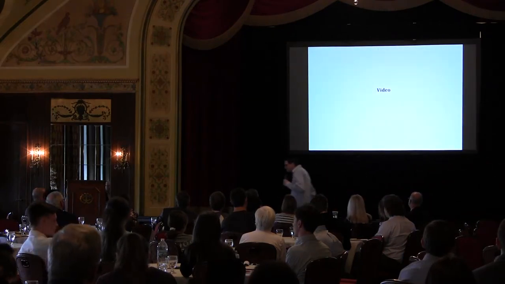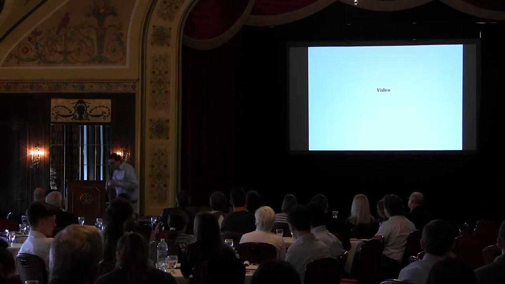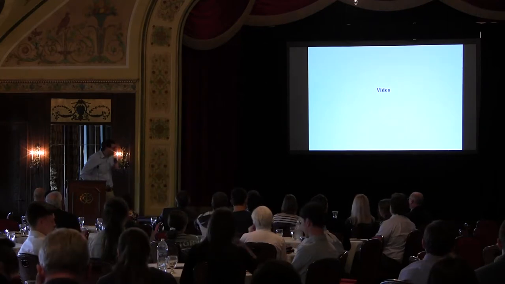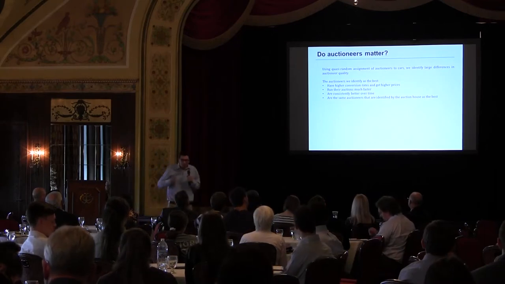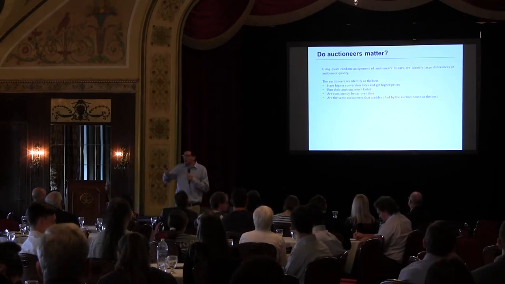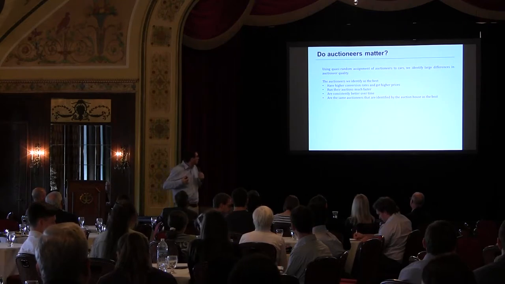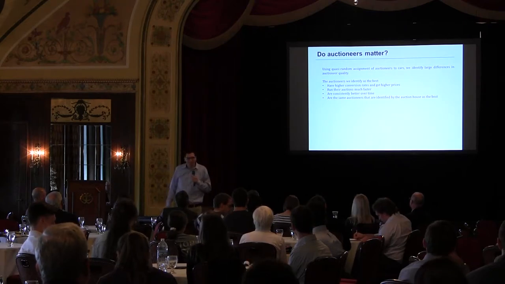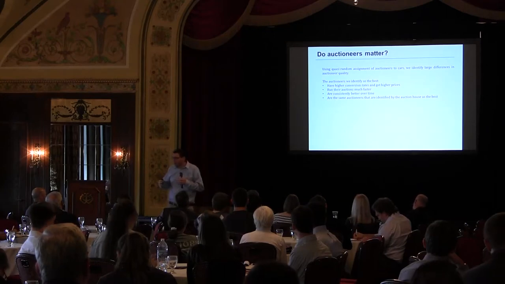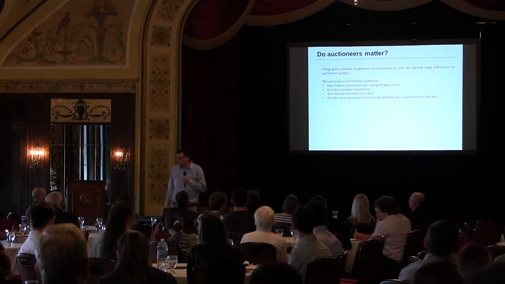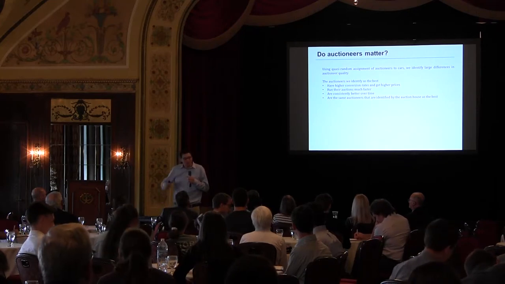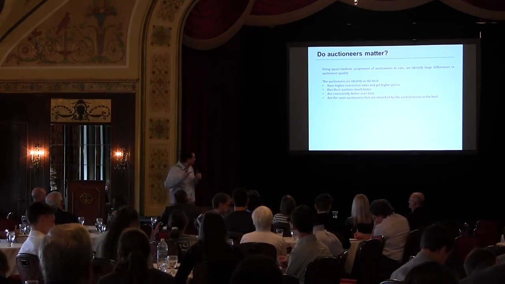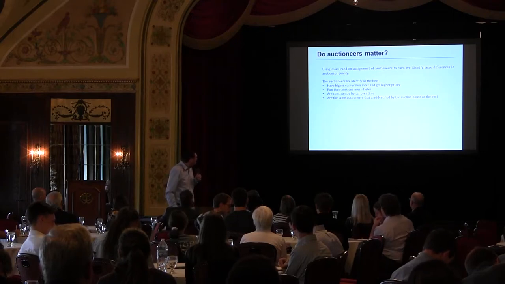So we showed that their conversion rates were significantly different, and that they did other things differently. The good auctioneers not only got higher conversion rates, but they were also running their auctions much faster, about 10 seconds faster off a base rate of about 90 seconds. So they were doing the auctions faster and getting higher prices and higher conversion rates.